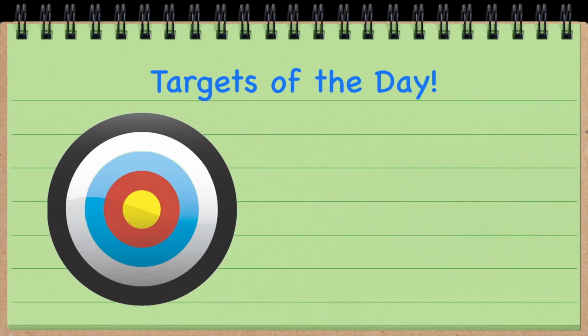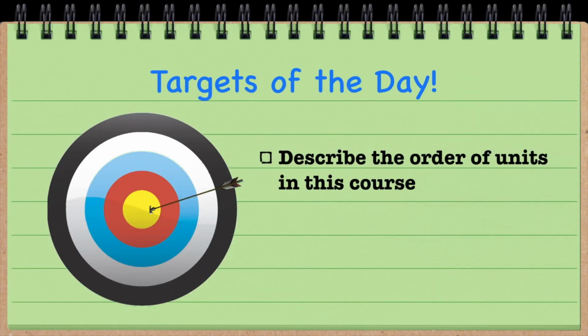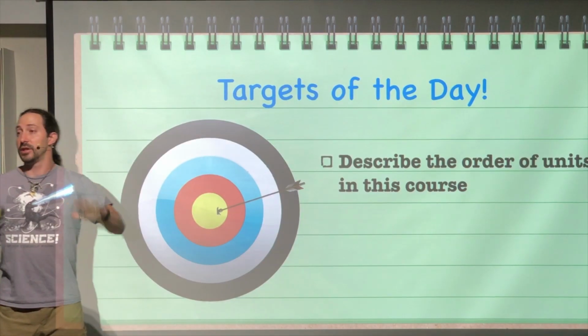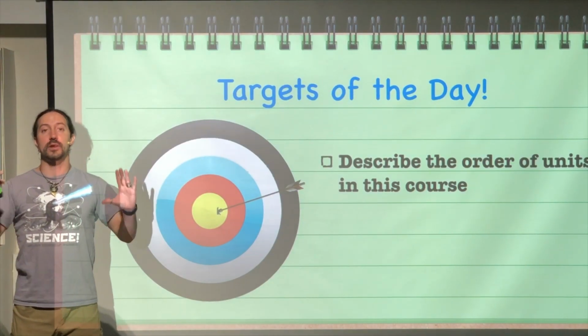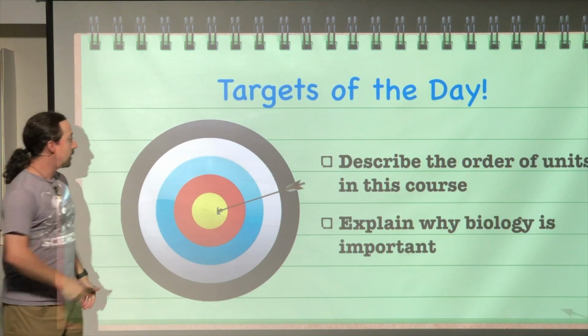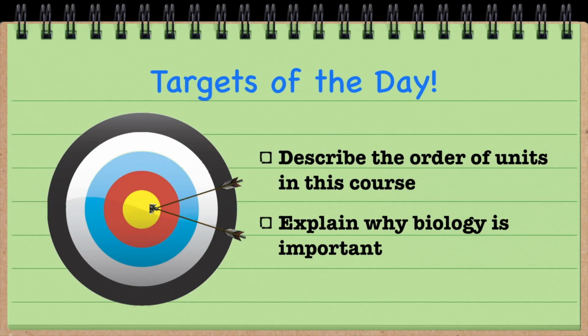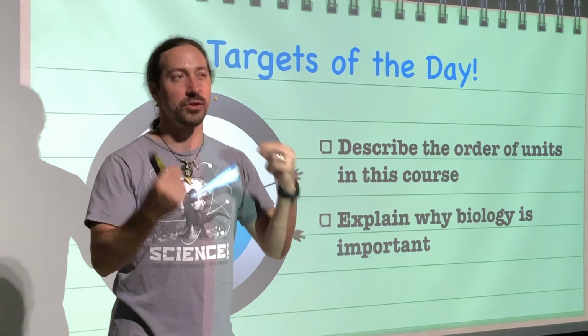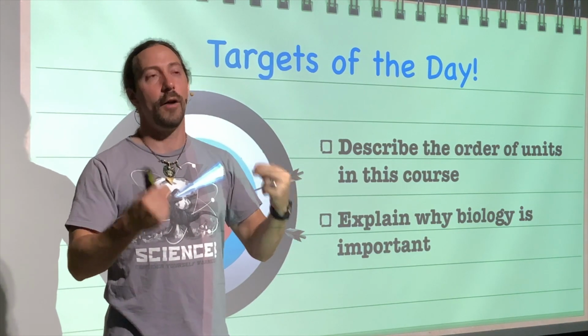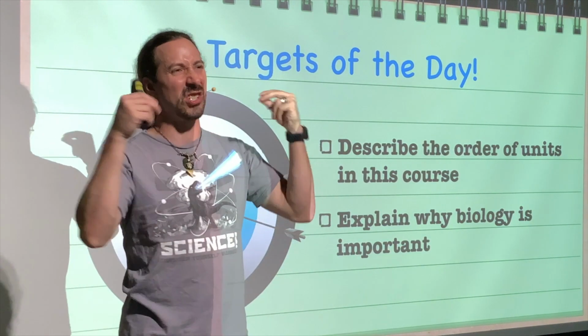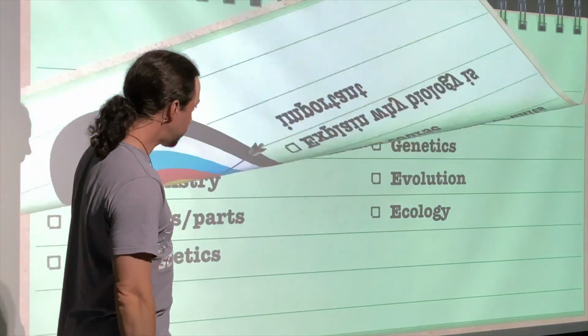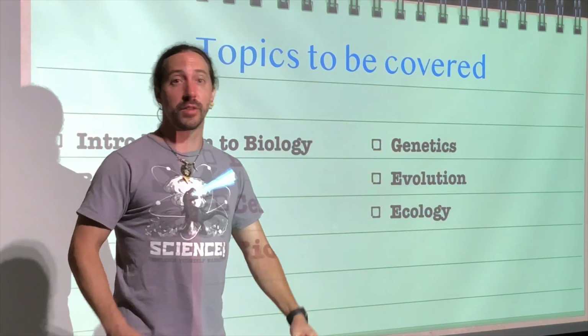The targets for the day are going to be, first, describe the units of the course, just looking at an overview of all the different topics that we are going to cover. Next, explain why biology is important, why you are actually wanting to learn about biology if you don't have this natural instinct or natural affinity toward biology, if you don't naturally just love biology. So that's the goals for today.